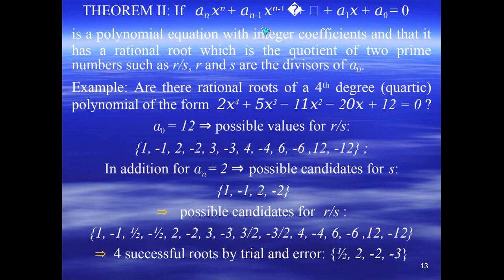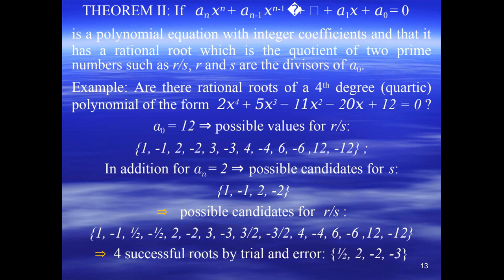the second theorem says, here we have a_n times x to the power n plus a_(n-1) times x to the power n minus 1 plus, and it continues like this, plus a_1 times x plus a_0 equals 0, the usual polynomial equation. But this time, in front of x to the power n, we have a_n. The coefficient of the highest term is not 1, but a_n. So this is a polynomial equation with integer coefficients, and it has a rational root, which is the quotient of two prime numbers such as r over s.